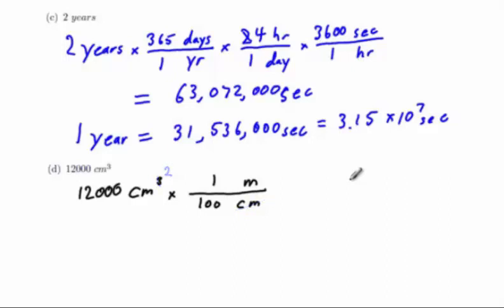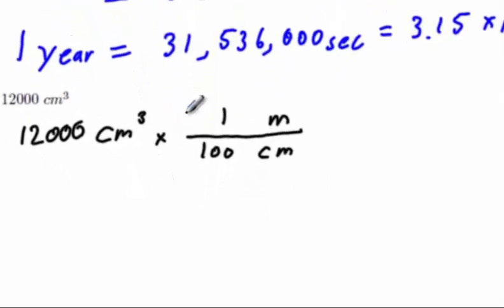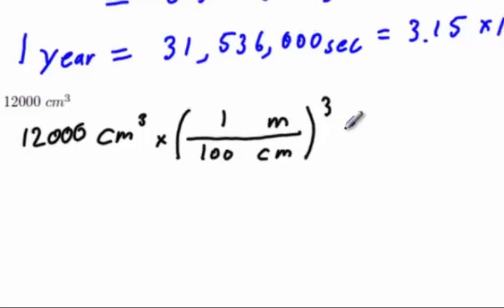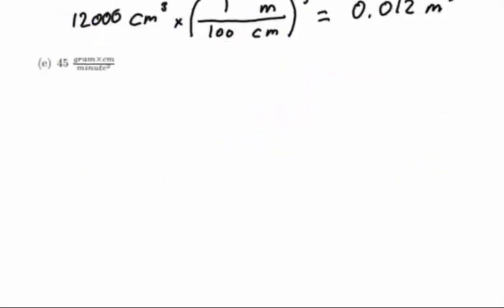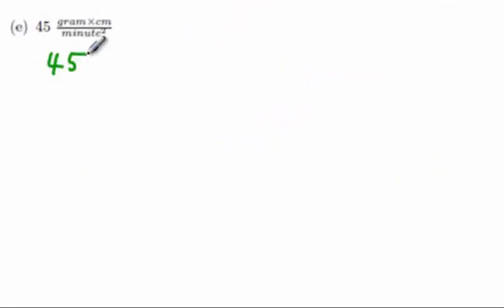Although it would be a correct number, it's a weird unit because it's a mixture of centimeters and meters. To cancel the unit of centimeter cubed, we need to perform this operation 3 times, which means multiplying by 1 meter over 100 centimeters 3 times, which is the same thing as cubing our conversion constant. This will lead us to 0.012 cubic meters.